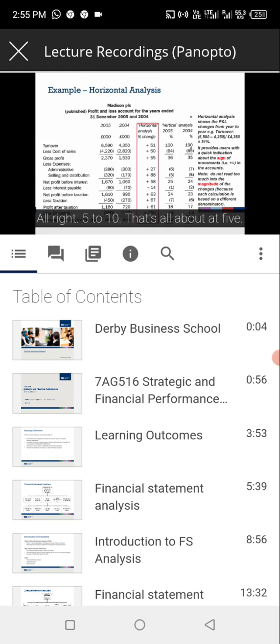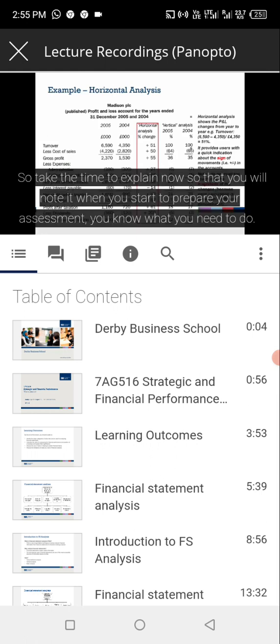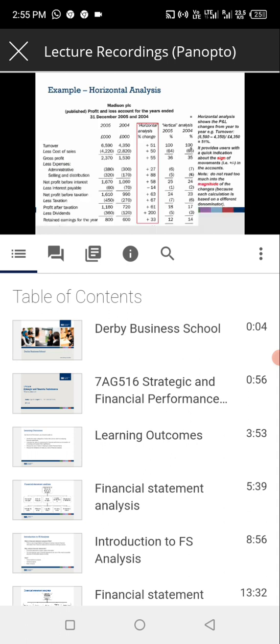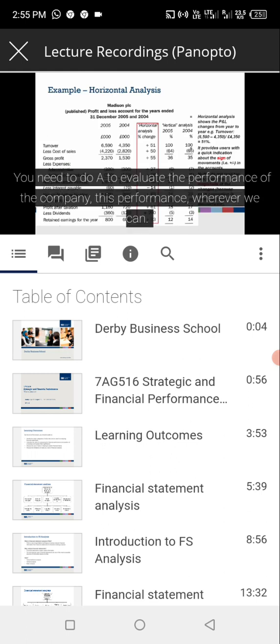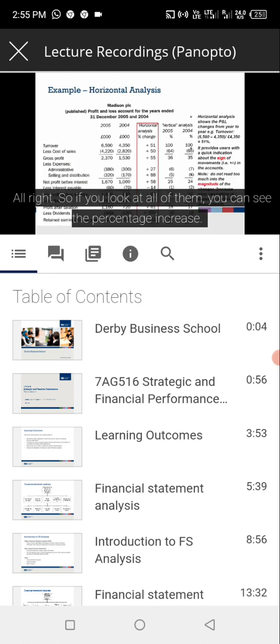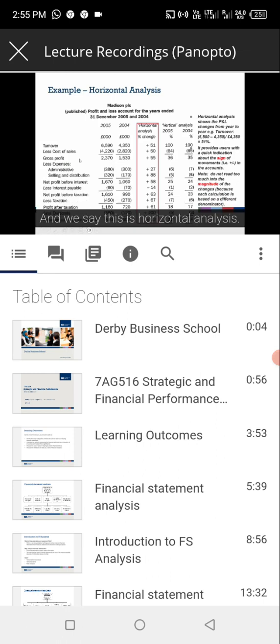Over 35. And this is where a lot of people get it wrong. So I'm taking time to explain now so that you will note it. When you start preparing your assessment, you know what you need to do. Okay? Don't just come and describe your calculation. You need to evaluate the performance of the company. Its performance we're evaluating. All right? So if you look at all of them, you can see the percentage increase, and we'll say this is horizontal analysis. Is everybody okay with that?